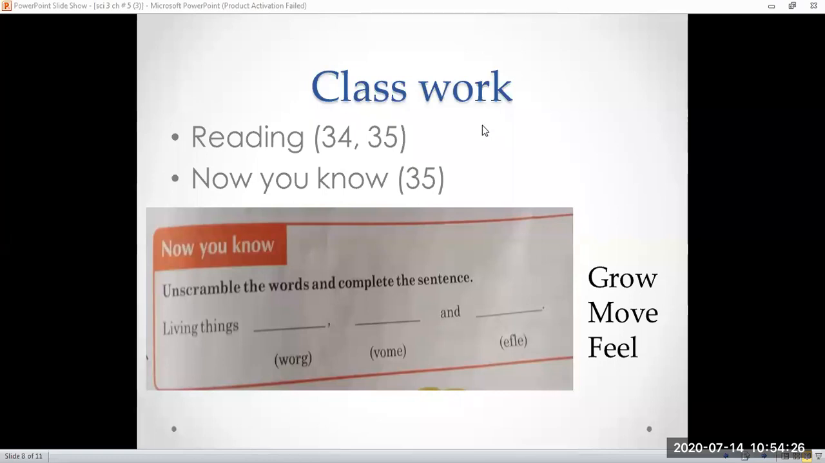Okay, Imtishal, also read the Do You Know paragraph that is on page number 34. The largest egg in the world is the ostrich egg.